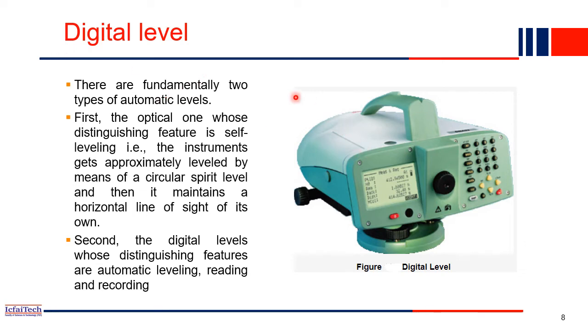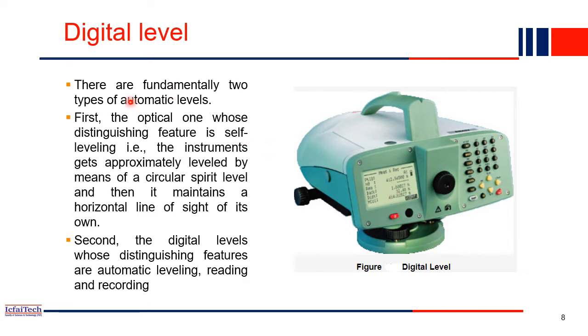So, digital level. Now, the name itself tells you that the digital display board will be there, which takes the recordings automatically. There are fundamentally two types of automatic level, or we also call this instrument an auto level. Digital level is also called auto level because many features are automatic. Automatically it makes the line of sight, automatically it takes the reading. Just if you click here, it will automatically take the readings and all, right? So that's why this instrument is called auto level.